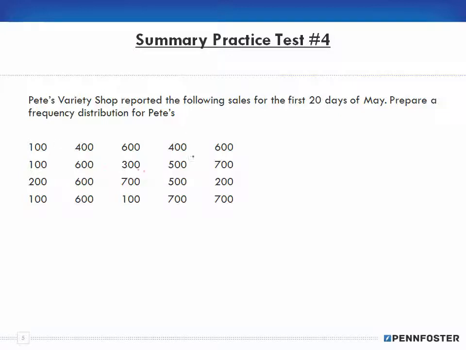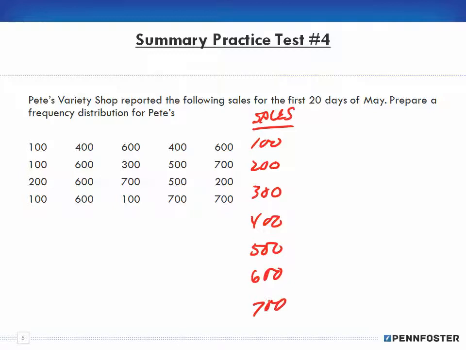Okay, so as I'm scanning through all of these sales, I'm just looking at all these numbers. Notice they're all hundreds, right? So I could take my sales here, and that's 100, 200, 300, 400, 500, 600, and 700, right? Because there's between 1 and 700.